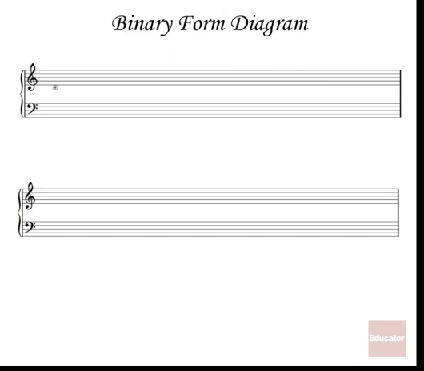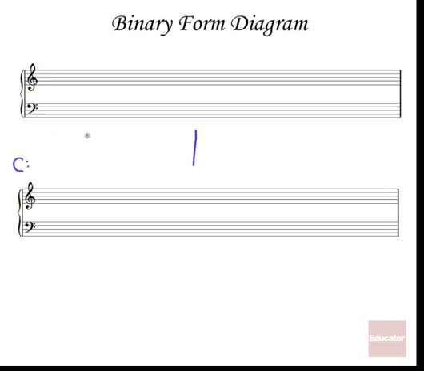So let's do a little diagram for binary forms. Kind of similar to the periods that we saw in the previous lesson on forms. A binary form is different in that it has two parts, obviously. So we'll make a little dividing line for the part here, and we'll choose a key just so we can use some relationships. So if the form is, for instance, starting in major, it will consist of an initial phrase here.